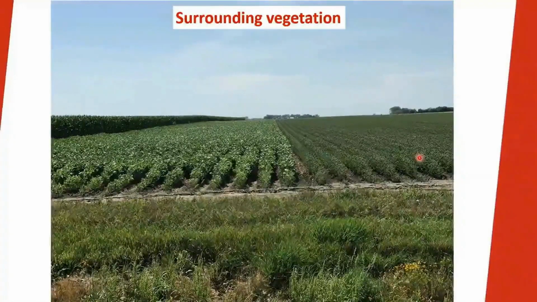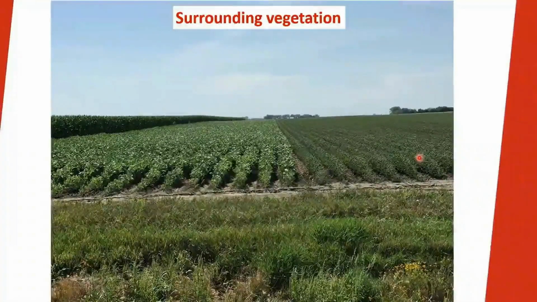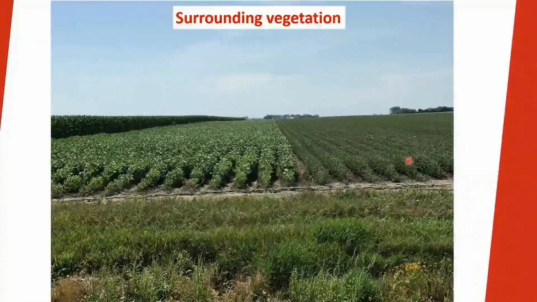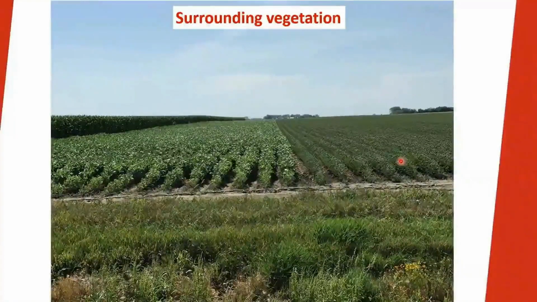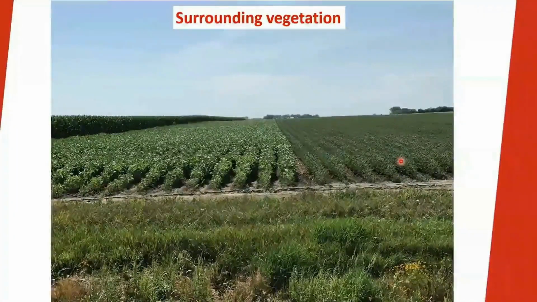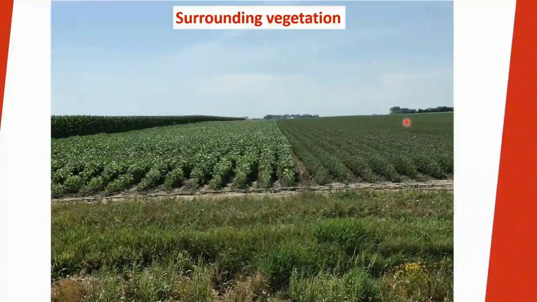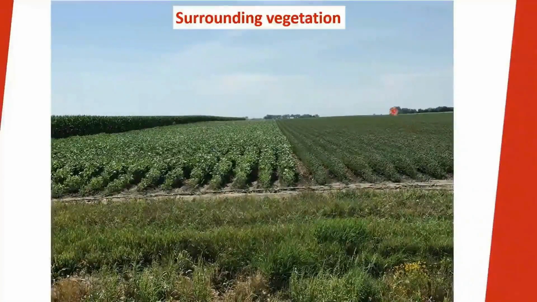Again, I will say this many times during this presentation: it's absolutely important that we follow all the recommendations in the label if we want to avoid situations like this, because there is a reason why this information is out there. We always need to respect the label and understand the surrounding vegetation nearby our fields when we are making pesticide applications.